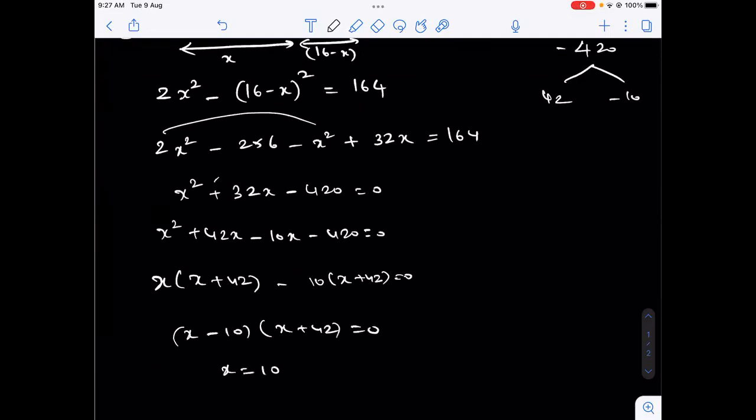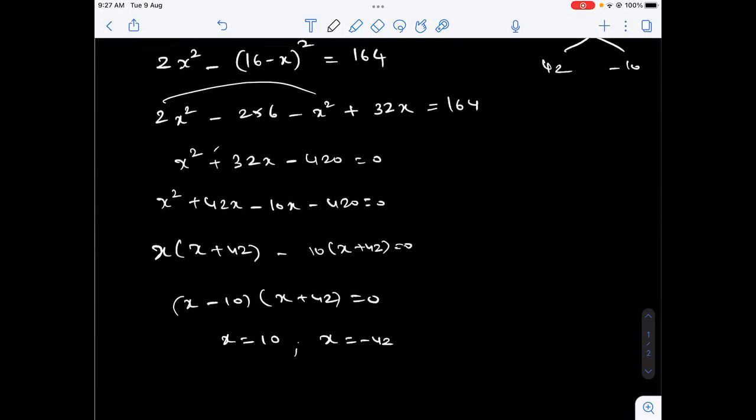So x is how much? 10, and x is equal to minus 42. Minus 42 is not accepted. Why? Because length can't be negative. So x is equal to 10 centimeter. If one of the lengths is 10 centimeter, what is the remaining length? 16 minus 10 is 6. Out of 10 and 6, which is bigger? 10. Obviously, that's the answer.